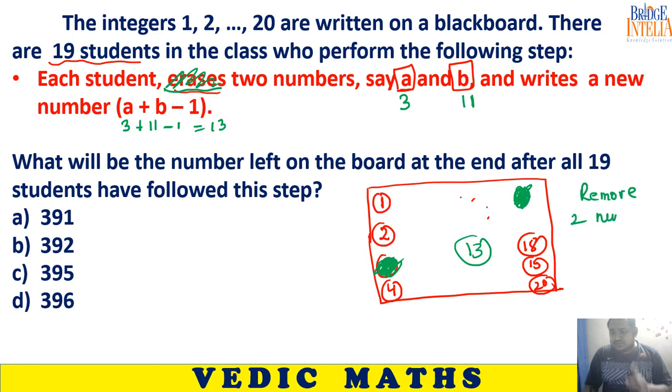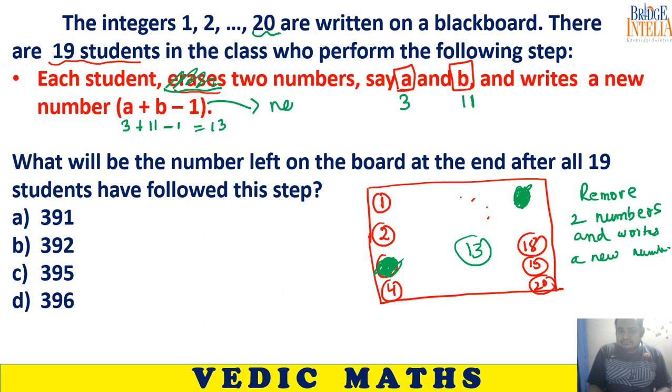Remove two numbers. Which two numbers we cannot predict, we cannot guess. So he removes two numbers and writes a new number. So in the beginning there are 20 numbers on the blackboard. First student will go, there will be 20 numbers. He will delete two numbers. So only 18 numbers will be there on the blackboard, but he will also write a new number.